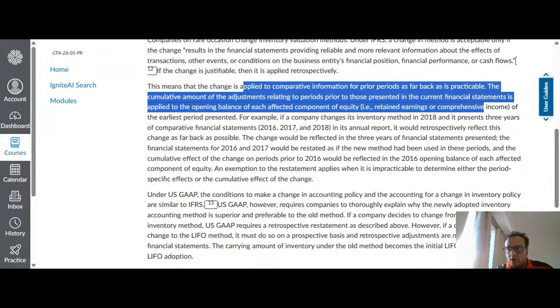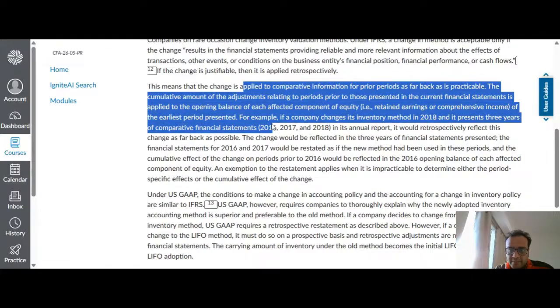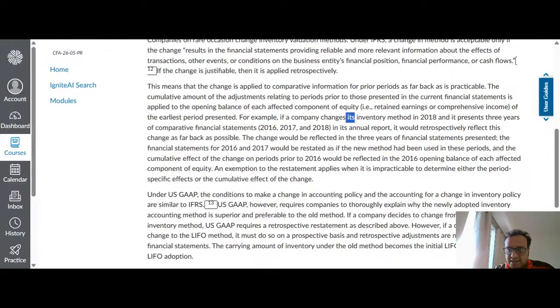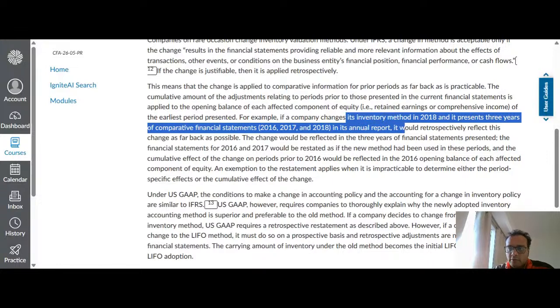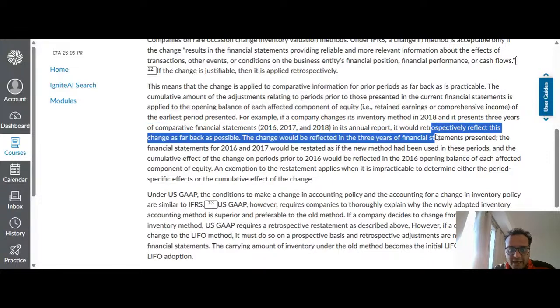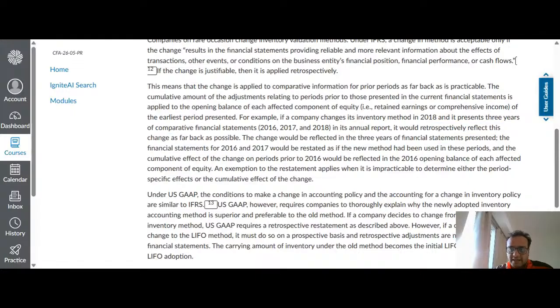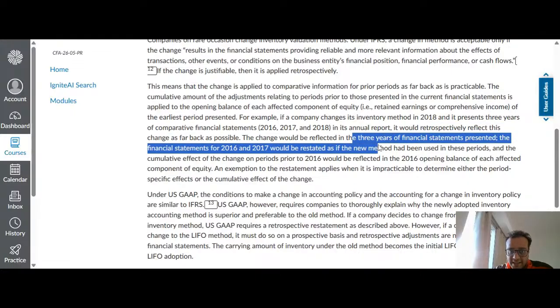Example, retained earnings or comprehensive income of the earliest period presented. If the company changes its inventory valuation in 2018 and if it presents 3 years comparative financial statements in its annual report, it would retrospectively reflect this change as far as possible. These changes would be reflected in the 3 years of financial statement presented.